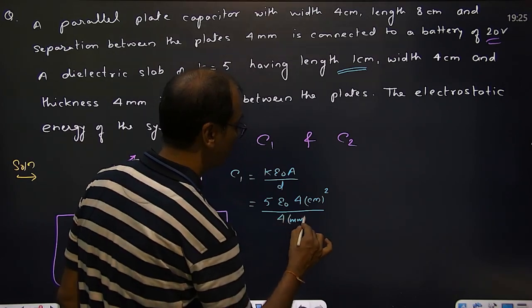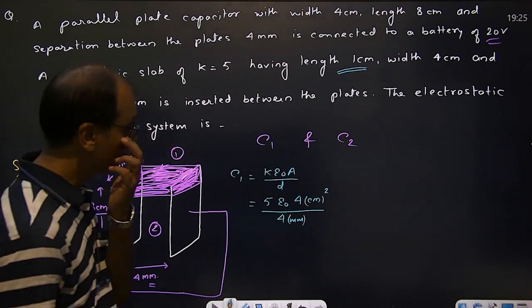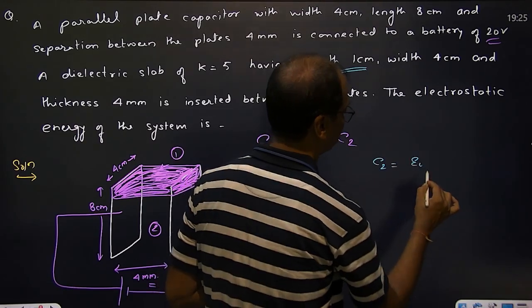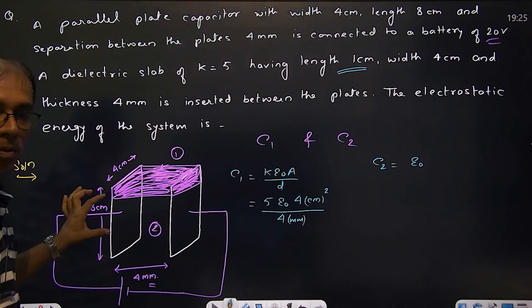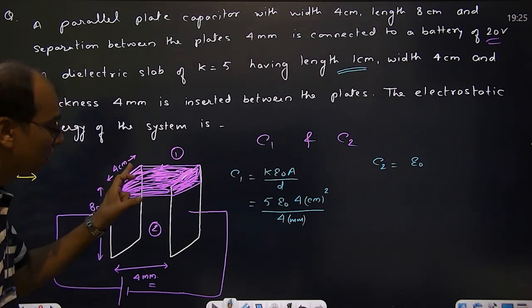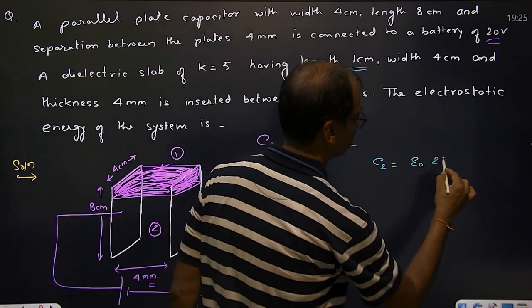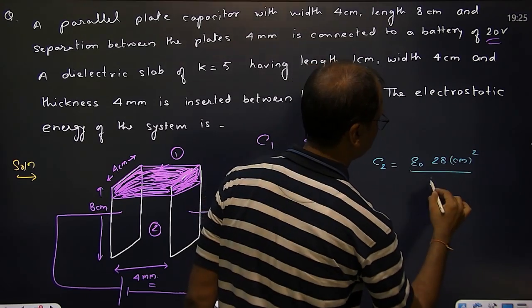This is your C1. Then C2? Okay, C2 also. But in C2 there is no dielectric. It's epsilon naught. Now area. Total length was 8. Out of that 1 is gone. How much is remaining? 7. 7 into 4, that means 28. The 28 centimeters square by 4 mm.